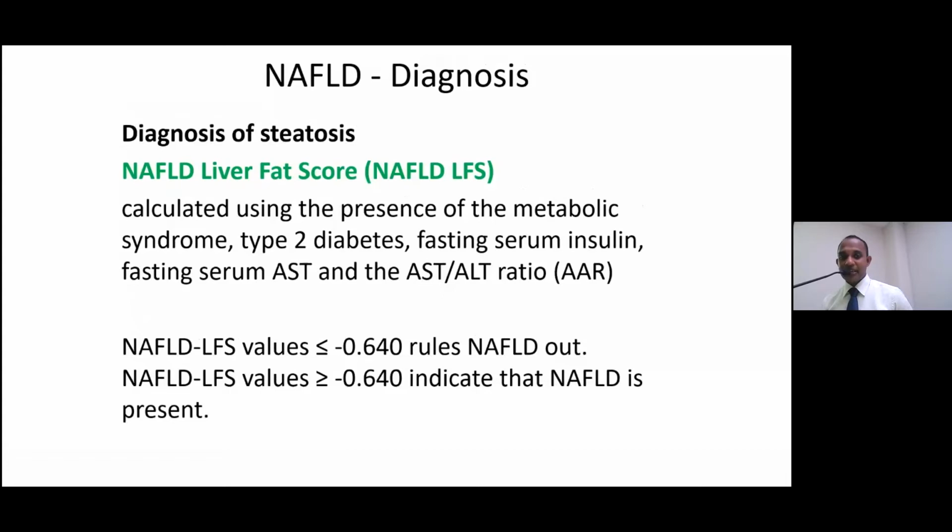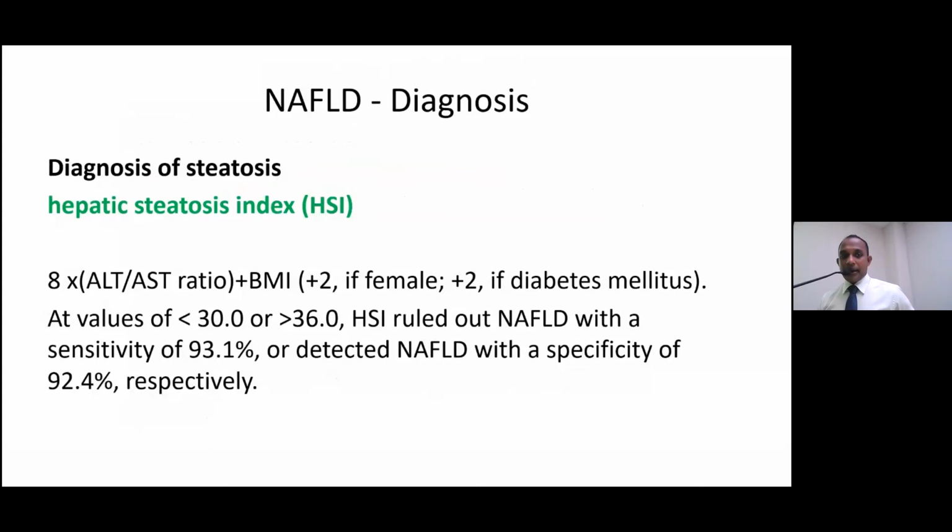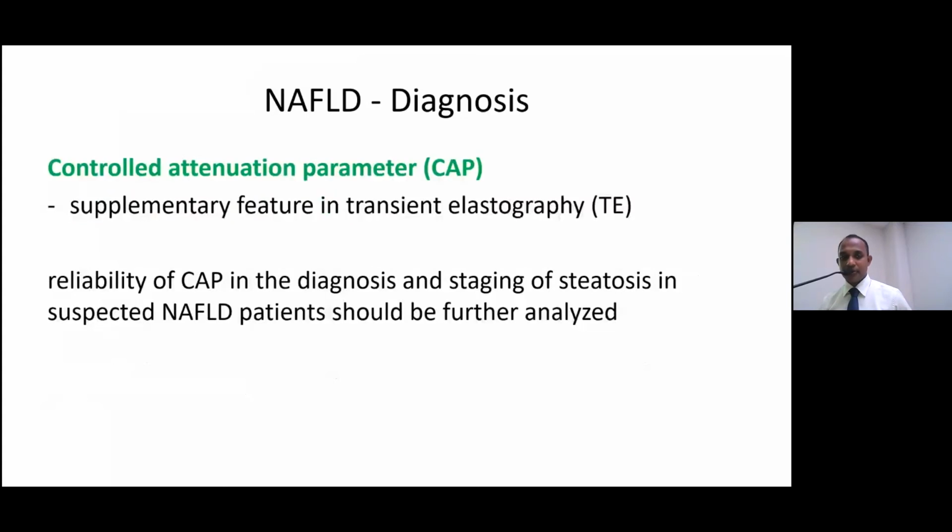Fasting serum AST and the AST-ALT ratio. Again, there's a cutoff value we have considered to diagnose steatosis and to rule it out. Another thing is the hepatic steatosis index. Again, all these are available online, so you just have to feed in the data and you get the value. And there are certain cutoff values where you decide on the presence of steatosis or not.